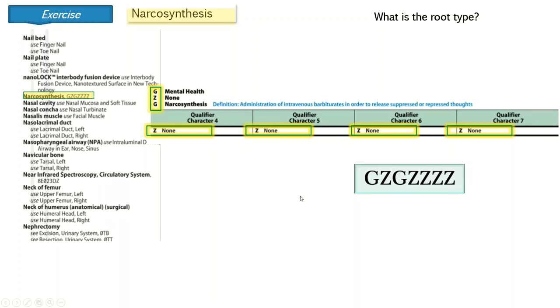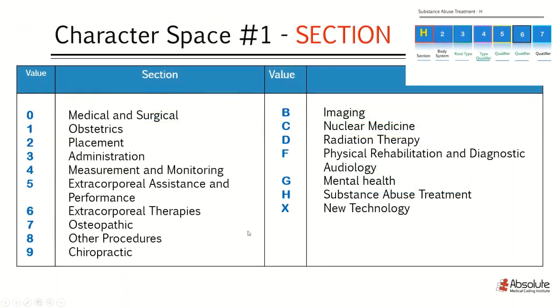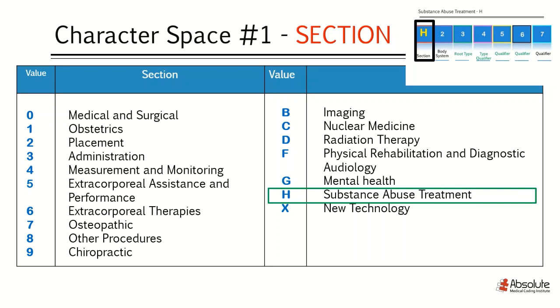All right, coders, if you got that correct, outstanding. We are going to go to our very last section, which is section H, very similar to section G. This section is substance abuse treatment. Don't confuse the two, okay? Because they are not the same. Mental health and substance abuse treatment are not the same. They are not coded the same.